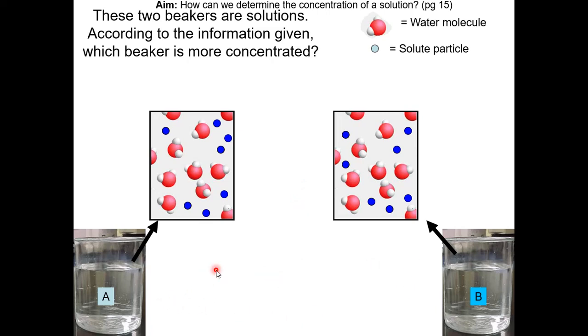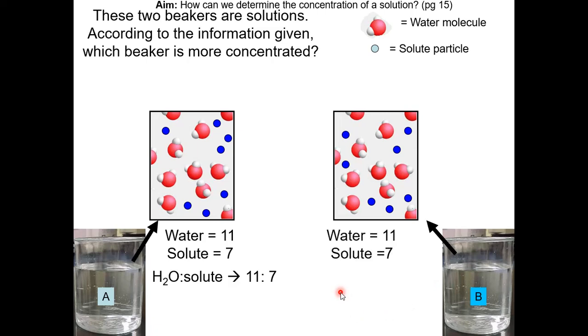In solution A, there are 11 water molecules and 7 solute particles, so the ratio between the water and the solute is 11 to 7. In solution B, there are 11 water molecules and also 7 solute particles, so the ratio is 11 to 7 as well. Since they are equivalent, the concentration is the same for both solutions.